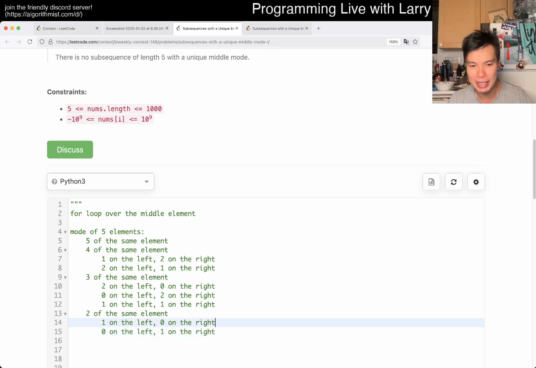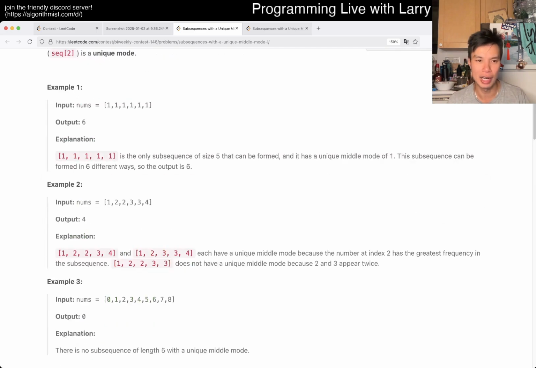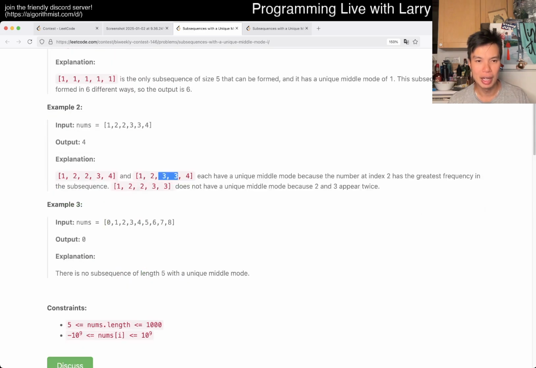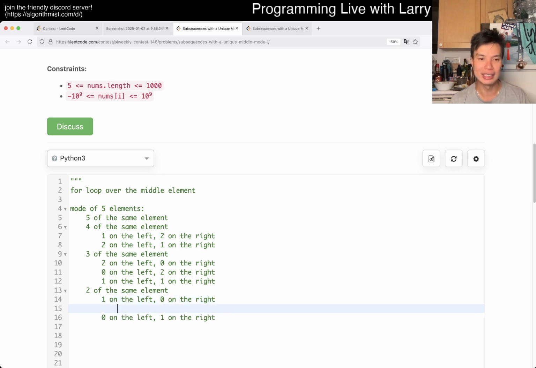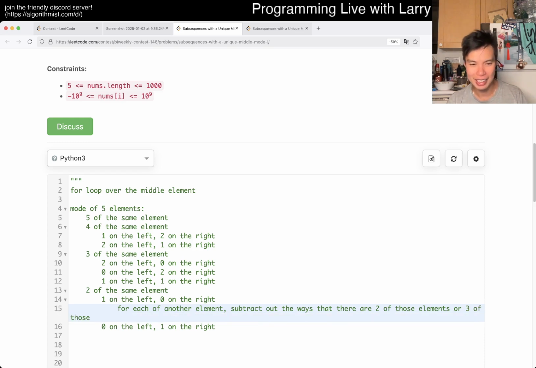But the problem is, and this shows up in one of the examples, that there could be another 2, right? So that's basically the idea, that you enumerate all that. For each other element, subtract out the ways that there are 2 of those elements or 3 of those, right? And that's pretty much the idea for both of these, really.